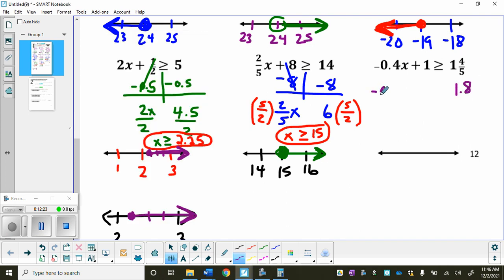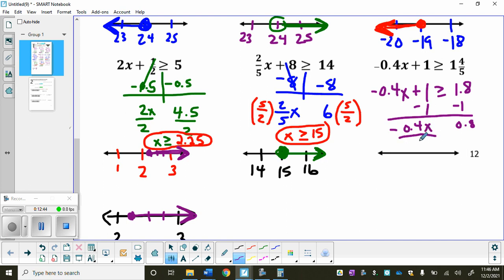Now, when you have the negative 0.4x and then you have your plus 1, everything here is in decimal form, so you can use your calculator. We're going to take away 1, and this is going to be a 0.8. And then over here we have a negative 0.4x.